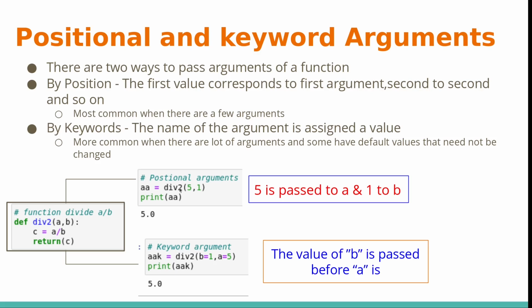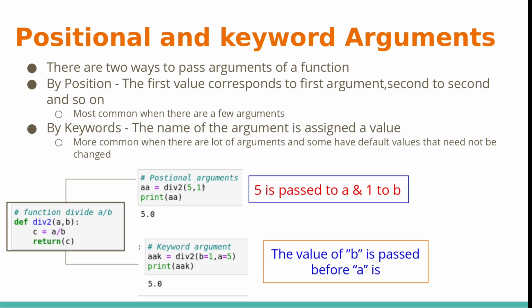When I do this, what happens is it takes 5 and, since 5 is in the first position, assigns it to A, which is also in the first position of the function. So the function call has 5 as its argument, and the function itself has A as an argument in the first position. So they are matched, and it takes the value. Then it takes 1 and gives it to B, because 1 happens to be in the second position, and B happens to be in the second position.